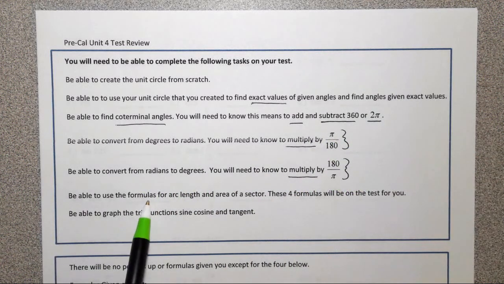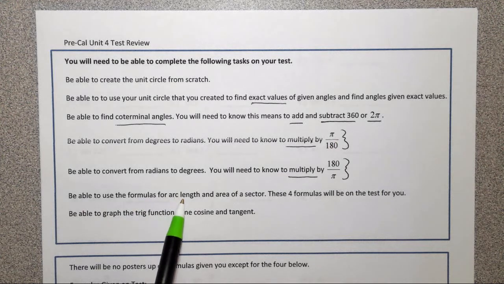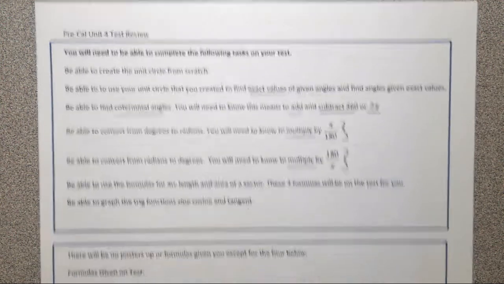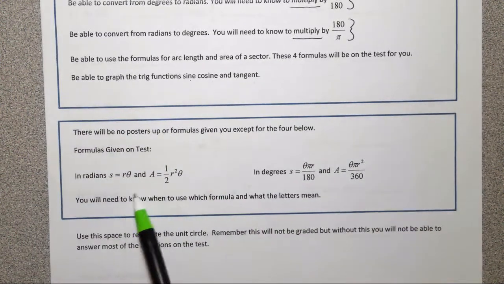You need to be able to use whatever formulas I give you for arc length and area of a sector. Again, I will give you the formulas. You just have to know how to use them. You also need to be able to graph the trig functions sine, cosine, and tangent. So this is how the formulas are going to look on your test.